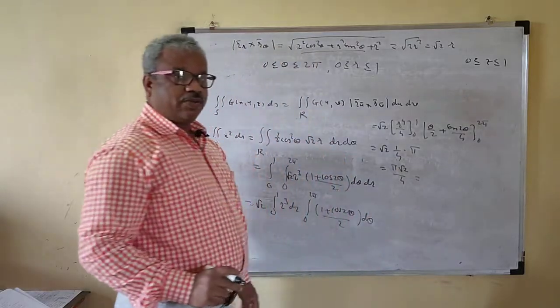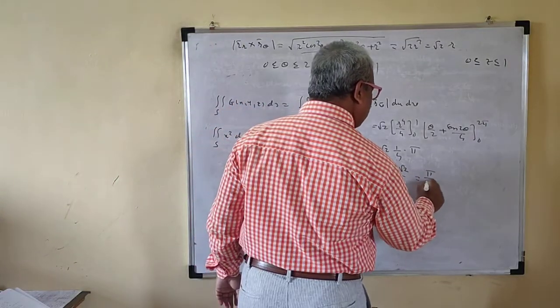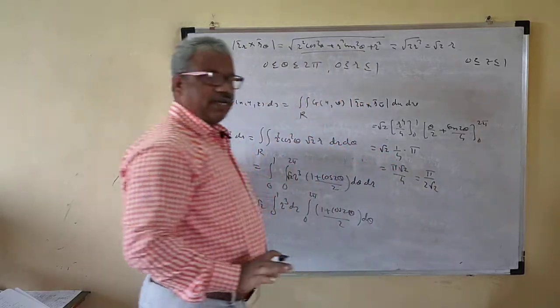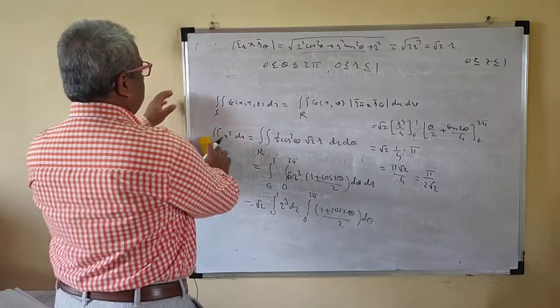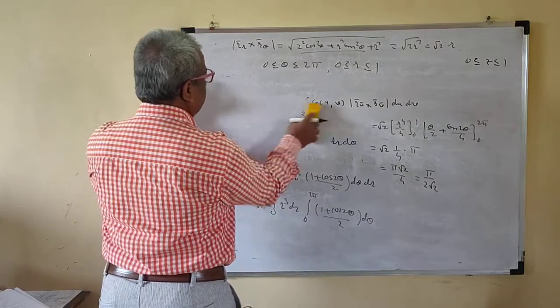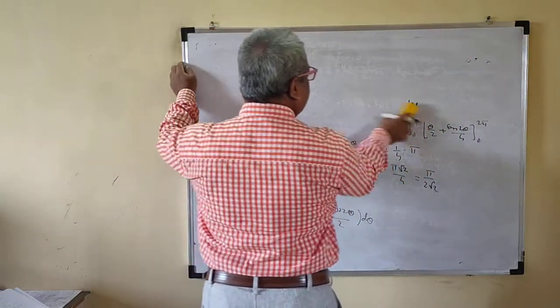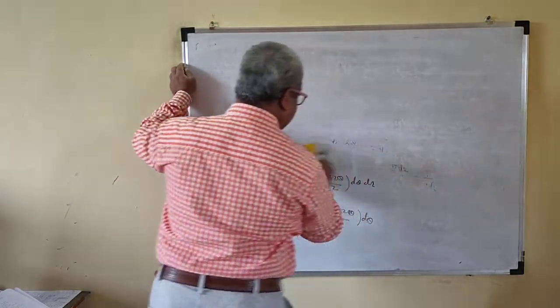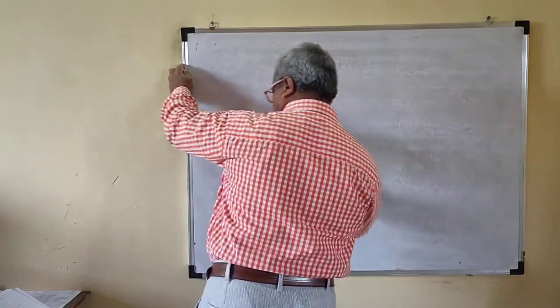You may write this value also as, because this is 2 into 2, 2 into root 2. Both the values are correct. Okay, so we have applied here the first formula. Now we'll see how to apply the second formula. For the second formula, you need to find the divergence and so on. But that formula is very complicated.